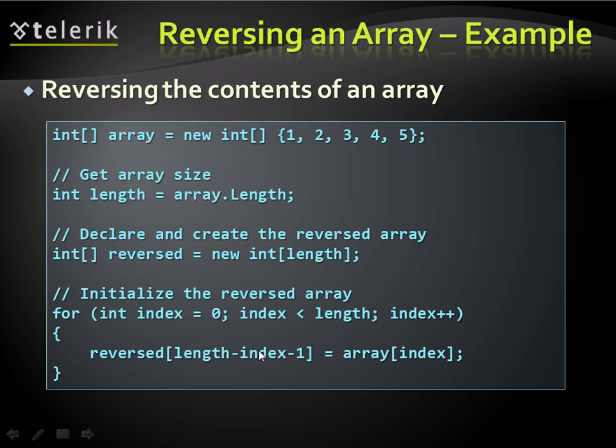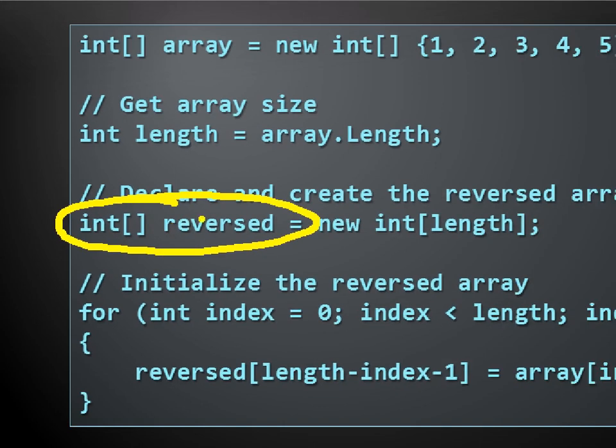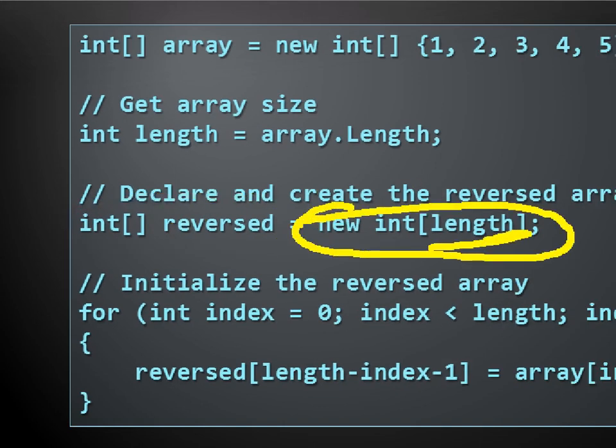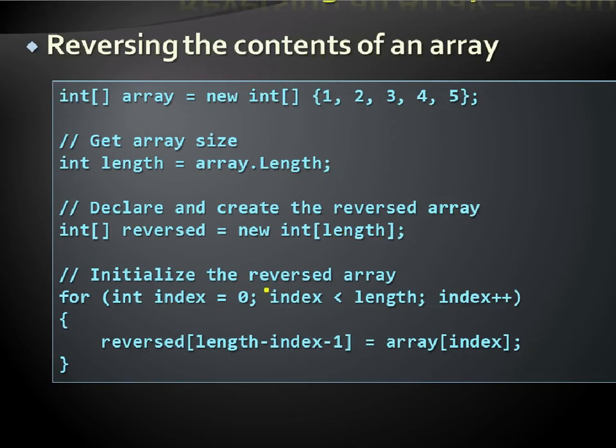So let's see the example. If we have ints, we can take the length and we can reverse the elements the following way. We first allocate a new array, reversed, with the same length as the initial array, and later we can reverse the array the following way. We make a loop from 0 up to length minus 1, because here we have less than, not less than or equal.